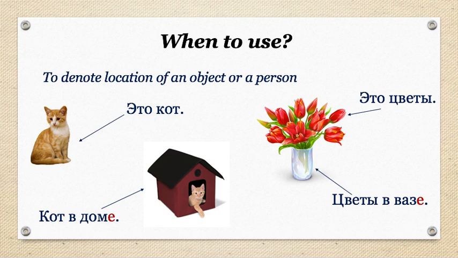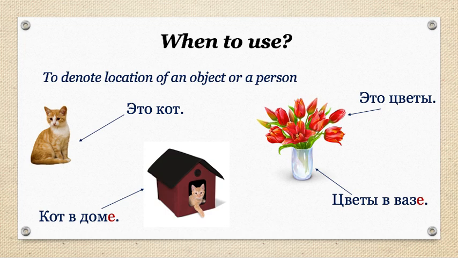For example, we have a cat. Это кот. To say that the cat is in the house, you need to change the dictionary form of the noun дом. Кот в доме. And having another ending, we know that this noun denotes place.